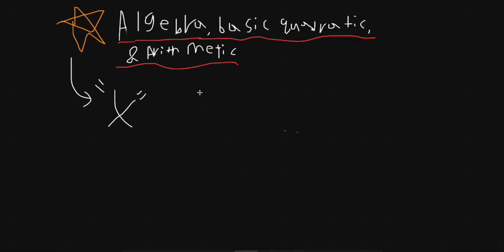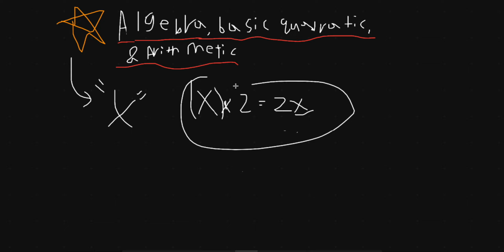So let's say there's x times 2. Right? I'm just going to separate this to show that this is a multiplication. What would this equal to? This simplifies into 2x. But we can't solve for the value of x because we don't know what it equals to. This is an expression.